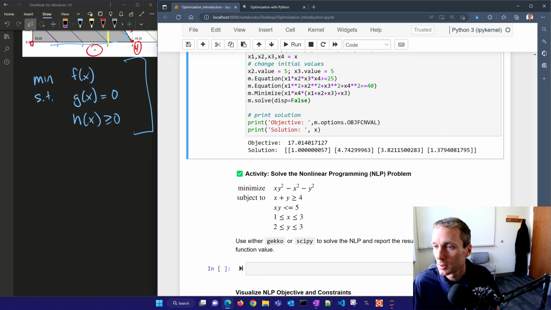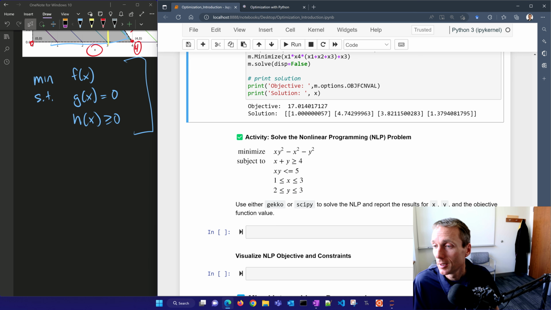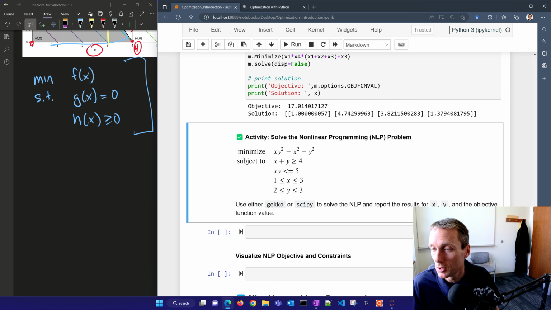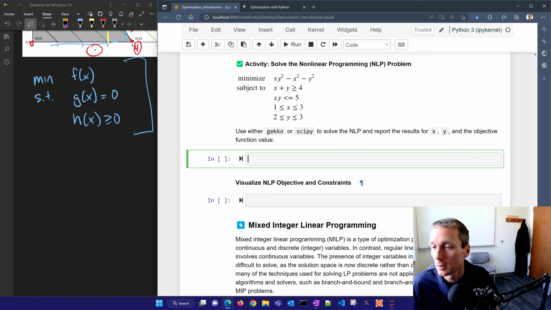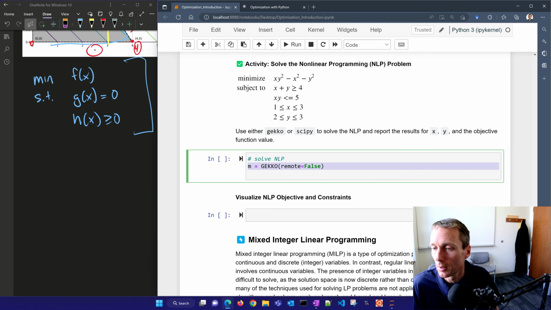So same solution with Gecko. All right, so let's go on to solving a nonlinear programming problem. Here's some linear constraints, but we have a nonlinear objective here. It's not a quadratic objective. It'll be a full nonlinear objective. So let's solve this with Gecko.